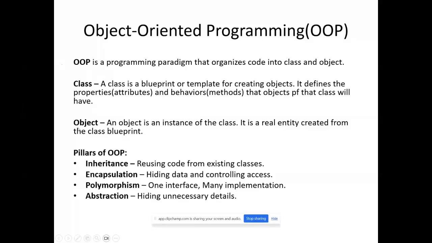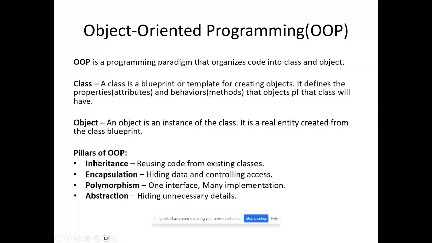I will explain class and object in detail with a practical example also. But let me cover the pillars of OOPS first. OOPS has four concepts or pillars. Those are inheritance, encapsulation, polymorphism, and abstraction. In this session, I will just explain, but in further sessions I will cover each concept, each pillar, with practical examples. In this session I will just give a high-level overview of each pillar.